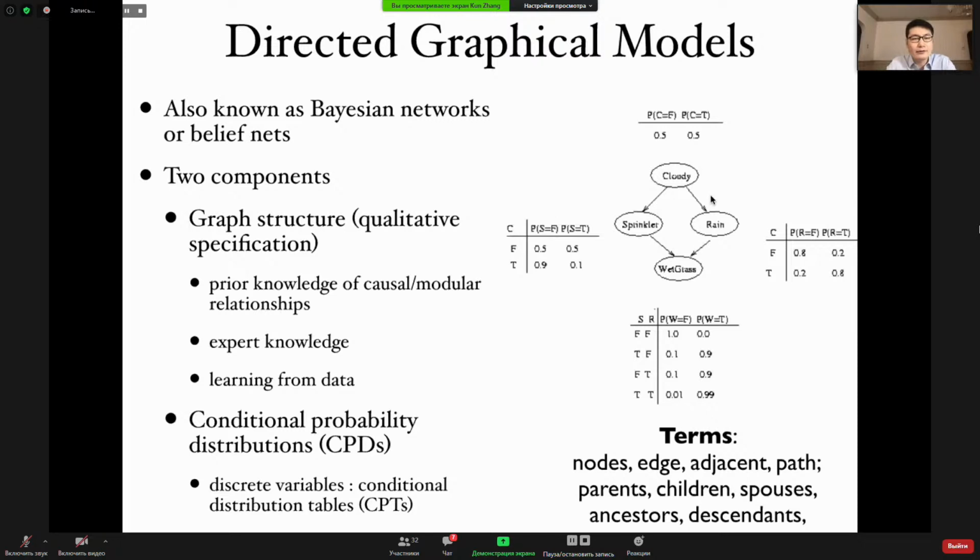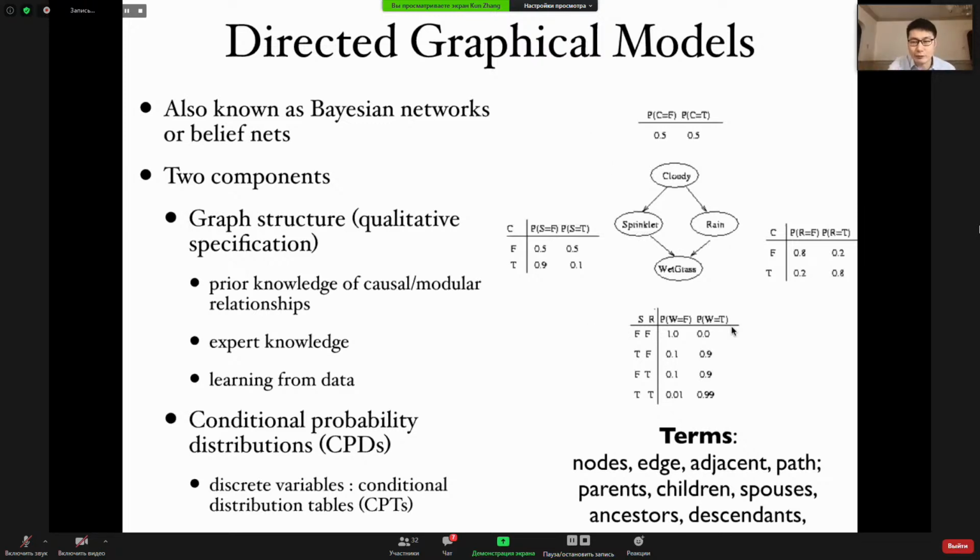And directed graphical representations, or Bayesian networks, have two components. One is the structure, the qualitative specification of the relationships. And the other is a quantitative part. We have to attach either conditional distributions or some models to represent the probabilities of some variables given other variables.